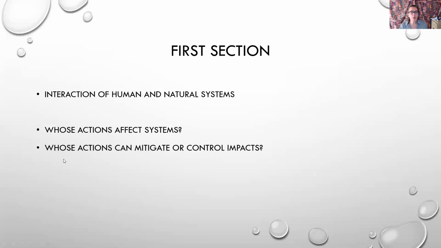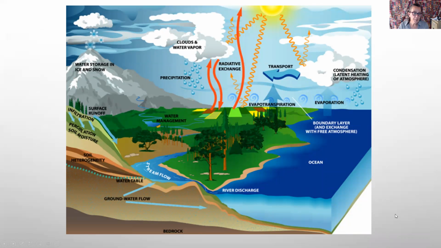So I'm going to start out with the interaction of human and natural water systems: whose actions affect systems, and whose actions can mitigate or control impacts, or determine what those impacts are. So I want to start out with a picture of the natural water system, which I'm figuring that in some part of your science education or geography you've probably thought about the water system before.